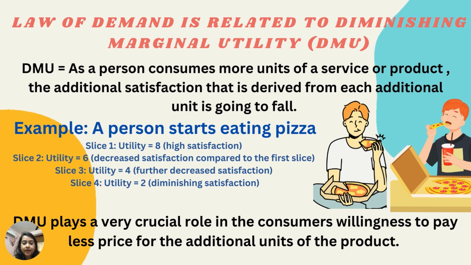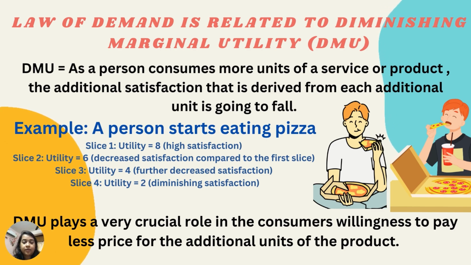This also implies that consumers are willing to pay a lesser price when they consume additional units of that product. Obviously, when you are already satisfied, you are not willing to pay more money on that product. So your willingness will also reduce for each additional unit that you purchase. Here as well, in diminishing marginal utility, it is better that you put the definition and also the pizza example.